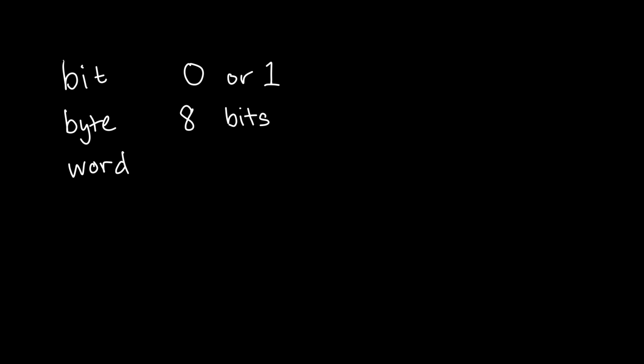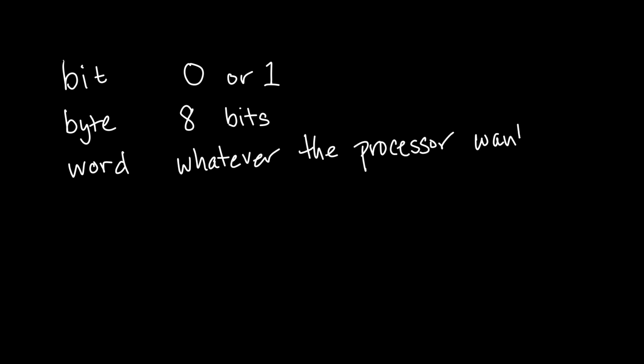So a bit is a single binary 1 or 0. 8 bits, which corresponds to 2 hexadecimal digits, is called a byte. And a word is whatever the processor wants. This is based on hardware. It's usually going to be a power of 2, but it changes.